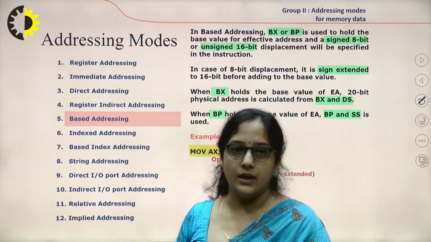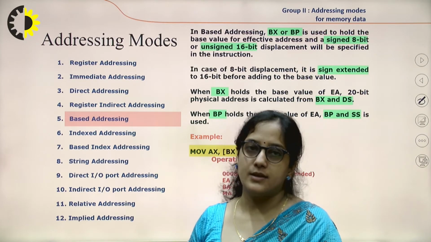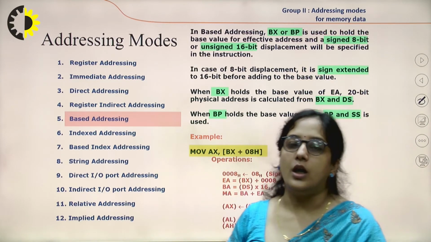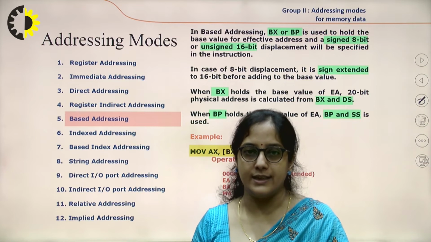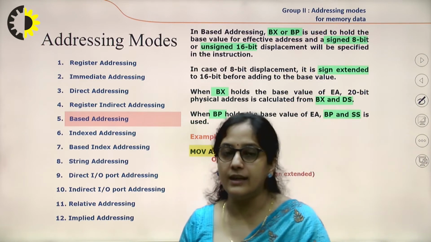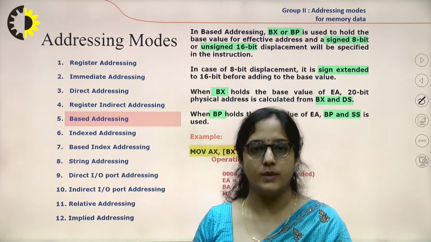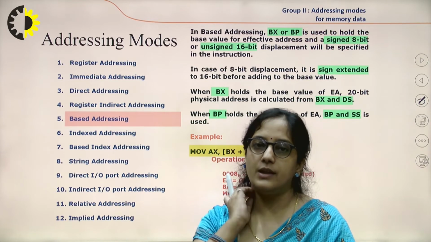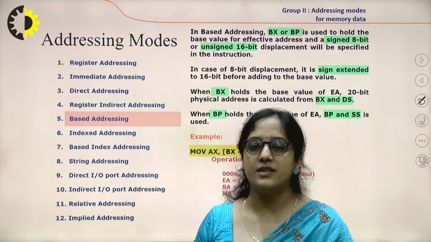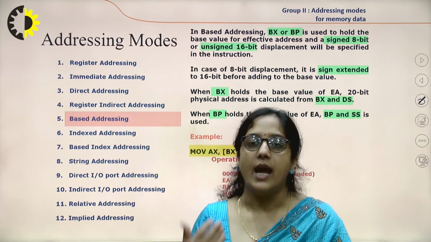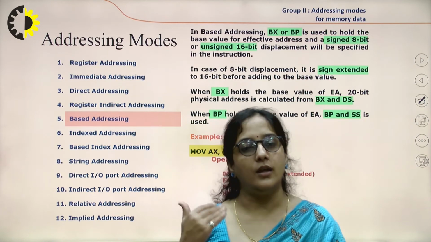Next is base addressing mode. In case of base addressing mode, only the BX or BP register is used to hold the base value for the effective address, and we can have a signed displacement or unsigned displacement. Now in this case the difference is that here we are specifying the effective address in our BX or BP register, and we can use a displacement also. Either we can have a displacement of 8 bits if we are going with signed, which means positive increment or decrement, and if we are not using a signed displacement, then we go with a 16-bit unsigned displacement.